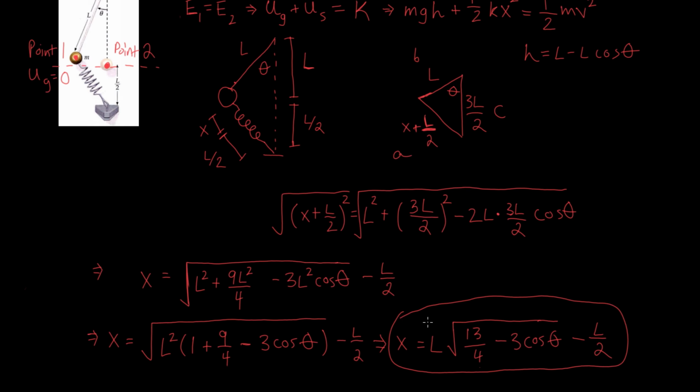Now we have our two values of x. And so the x right here just represents this very small stretched distance of the spring in terms of our given variables. So now we have our value of x and we have our value of h. Now let's substitute those into our earlier expression, and then let's solve for our variable v.